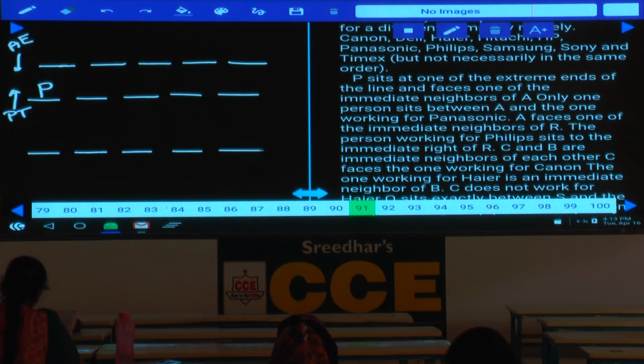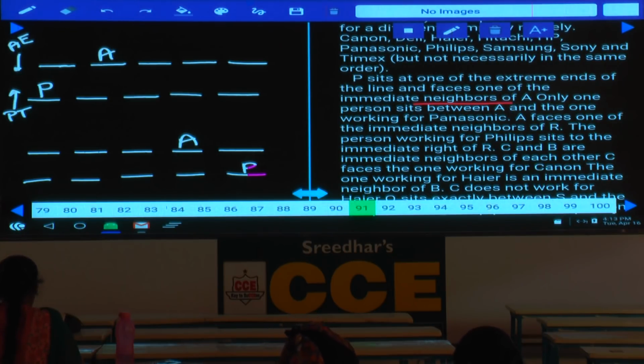Then what is the second? 1, 2, 3, 4, 5. And the second possibility is that P can be either at the left extreme or at the right extreme. And next one, P sits at the ends of the line and faces one of the immediate neighbors of A. Now this P is facing one of the immediate neighbors of A, hence A must be here. Now similarly here also A must be here. And this P is facing one of the immediate neighbors of A.